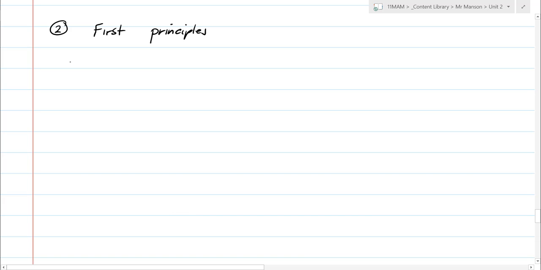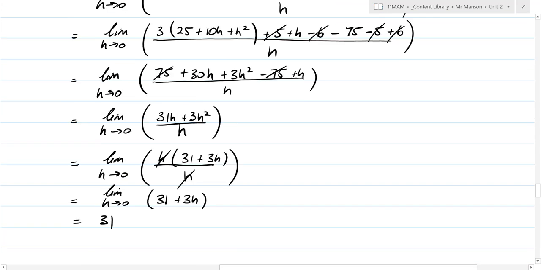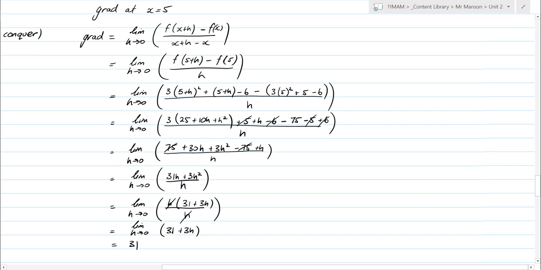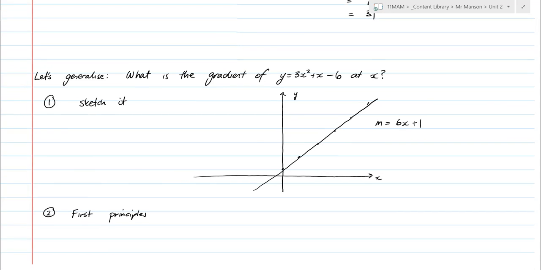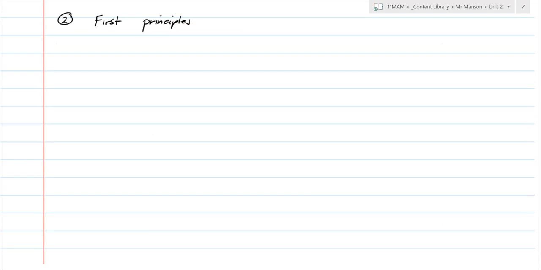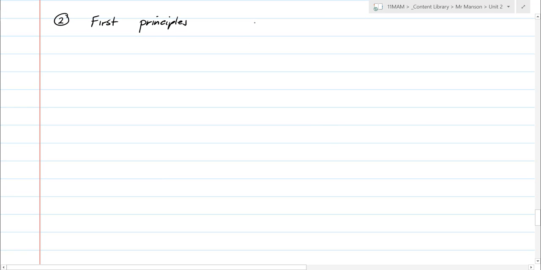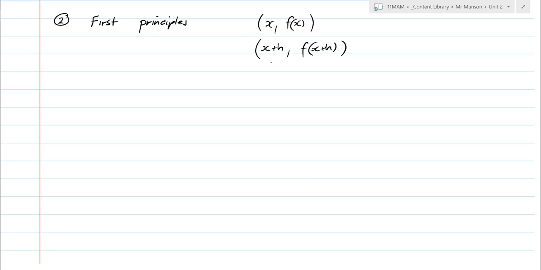So the first principles generalisation is like this. Forget that. First principles generalisation is I want to find a gradient between 2 points. My 2 points are x and f of x. And my second point is x plus h and f of x plus h. But I'm not using 3 this time, I'm using x. So I'm keeping it general. And then we'll be able to find the gradient function for x, not for 3. So we'll go from there.